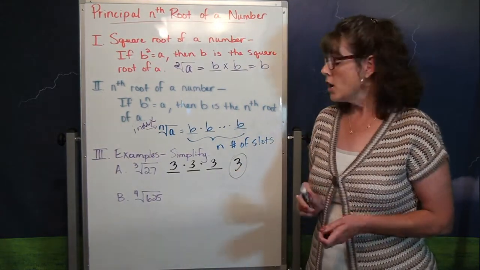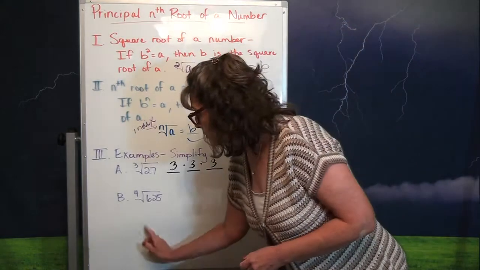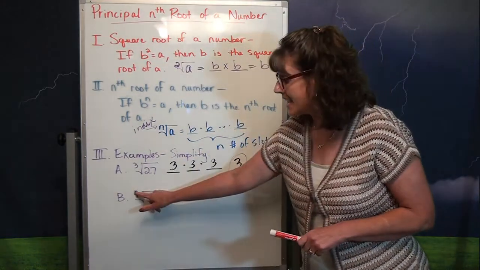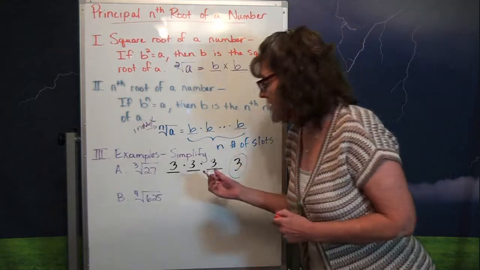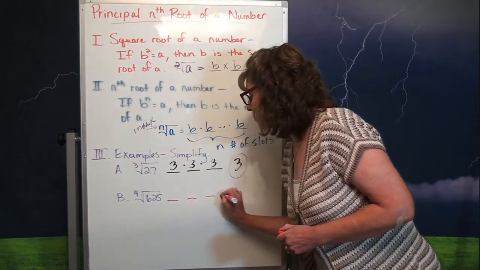So now when I look at the fourth root of 625, once again the index tells me how many slots. So I've got 1, 2, 3, 4 slots.